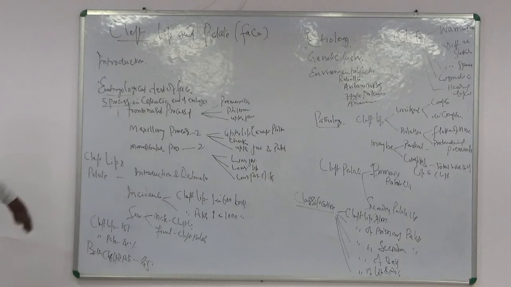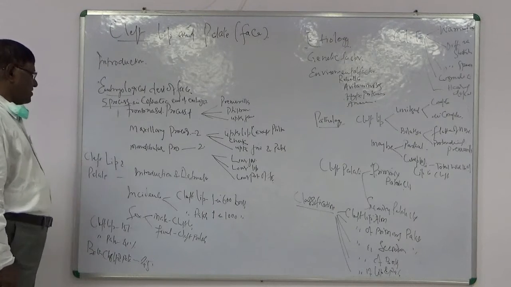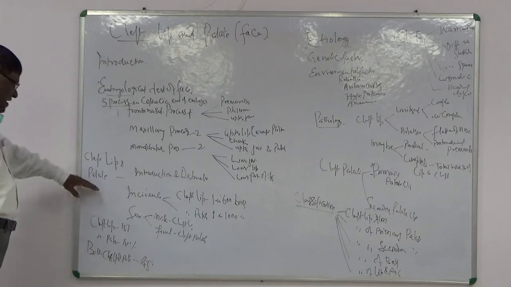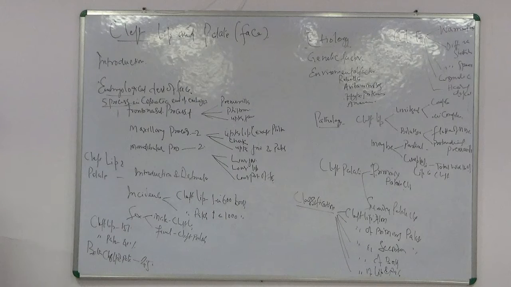The failure of fusion of the frontonasal process with the maxillary process, or when union doesn't take place in the proper way in the palatine process, then there is cleft lip and cleft palate, that is a congenital anomaly. Cleft lip is the failure of fusion of the frontonasal process with the maxillary process. Similar to that, cleft palate is the failure of fusion of both palatine processes in the middle. So it forms the cleft lip and cleft palate.